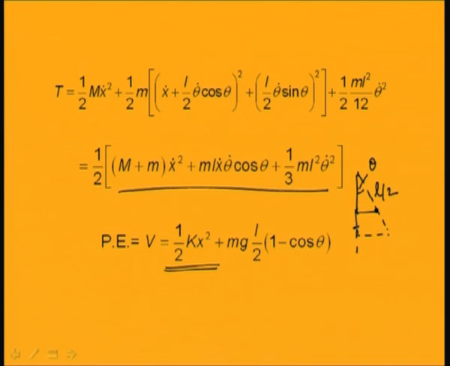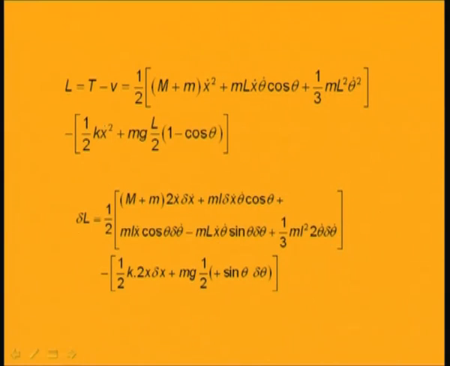Initially the mass center is here, now it has come to this position. So this is the change in the position of the mass. So potential energy equals mg into change in position of the mass. So this is equal to mg into L by 2 into (1 minus cos theta). So this is the potential energy V, and already you know the kinetic energy.